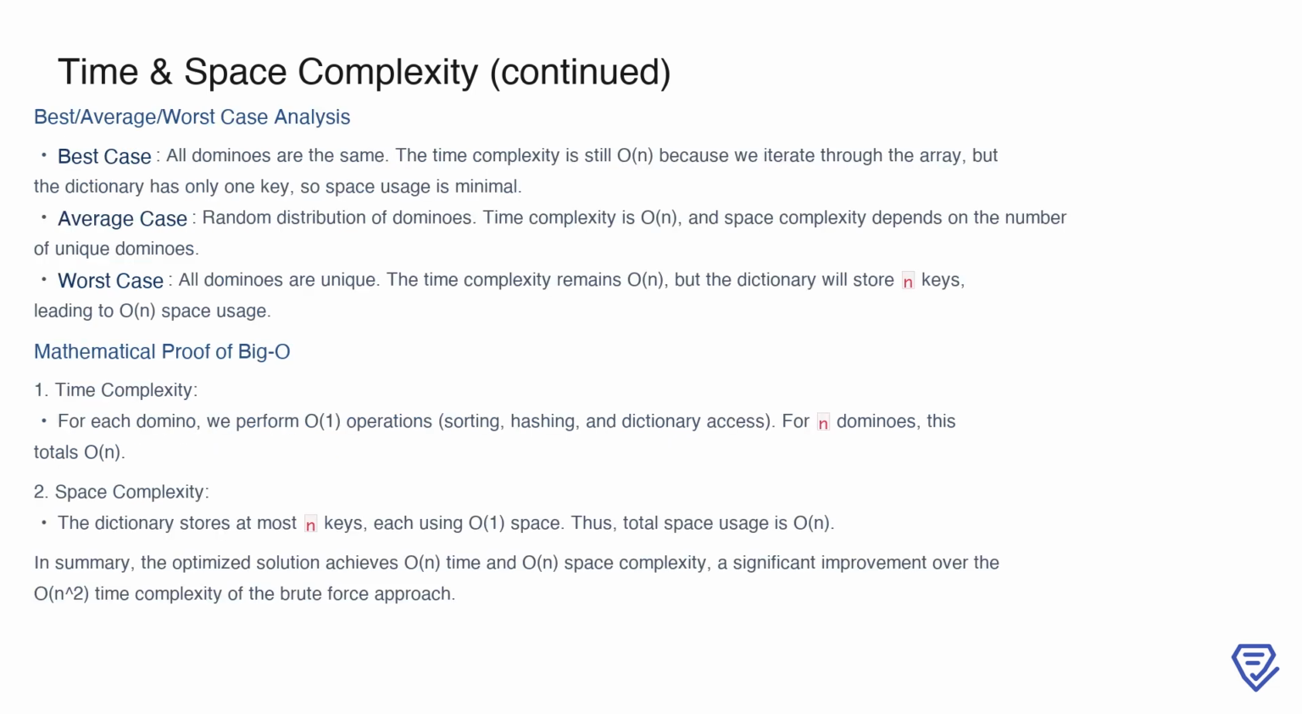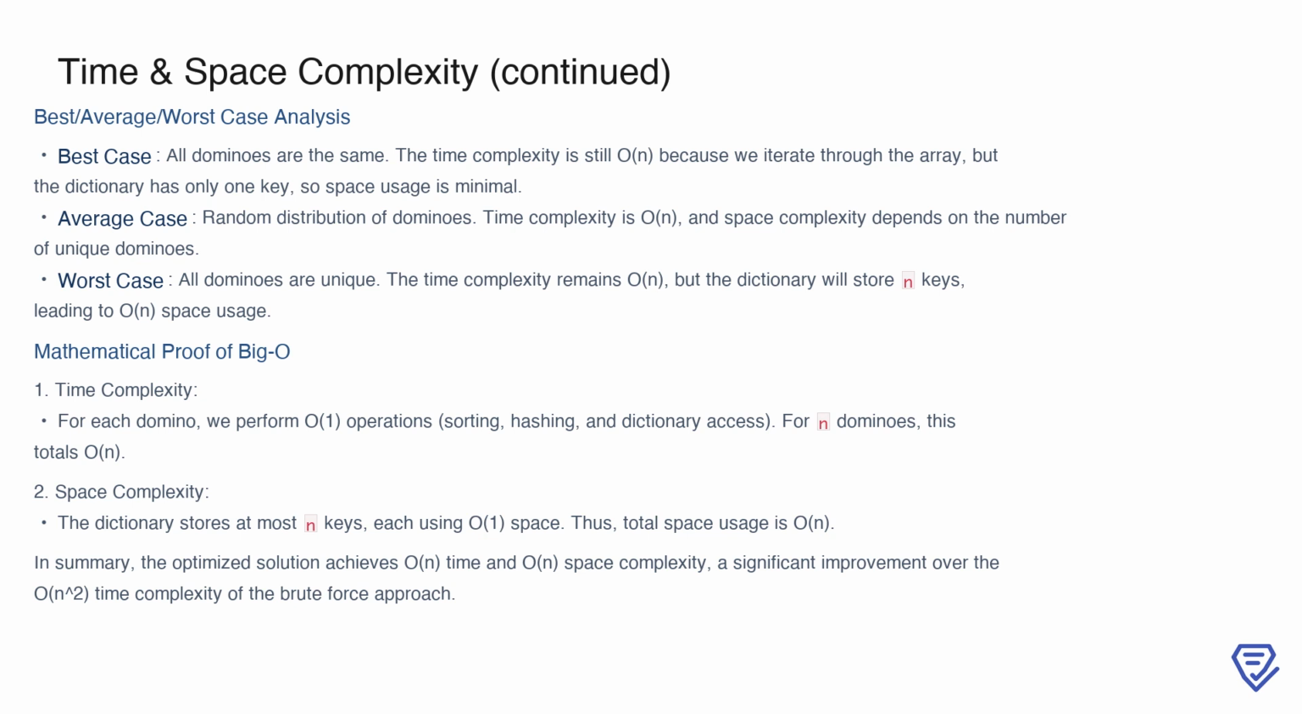The best, average, and worst-case scenarios all maintain the same O(n) time complexity because the solution processes the input array linearly. However, the space complexity can vary based on the distribution of dominoes. In the best case, where all dominoes are equivalent, the dictionary contains only one key, minimizing space usage. In the average case, with a random distribution of dominoes, the space complexity depends on the number of unique keys, but it remains O(n) overall. In the worst case, where all dominoes are unique, the dictionary stores n keys, consuming O(n) space.